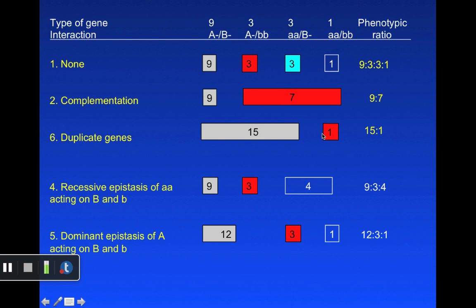So this slide just summarizes the situations we've discussed so far. So no interaction between two genes, your typical 9:3:3:1 ratio. That was our corn snake example. Complementation, this was our harebell example, 9:7 ratio. Gene duplication or duplicate genes, this was our narrow sheath in maize, 15:1 ratio. Recessive epistasis, this was our Labrador Retriever, 9:3:4 ratio. Dominant epistasis, 12:3:1 ratio.